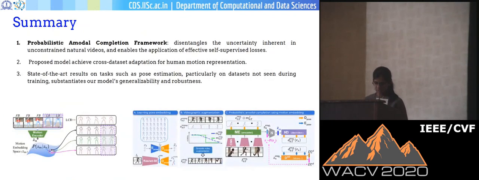So in conclusion, we present a novel method for probabilistic pose completion that disentangles uncertainty in natural videos, and we learn robust motion representations that achieve cross-dataset adaptation. And finally, we obtain state-of-the-art results on pose estimation tasks not seen in the training.